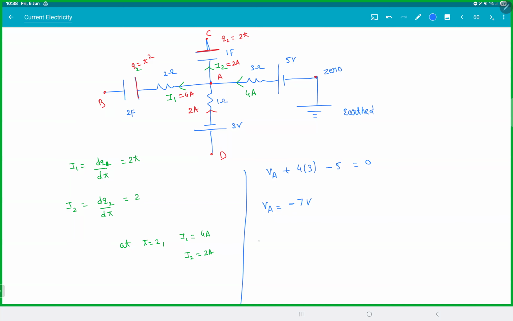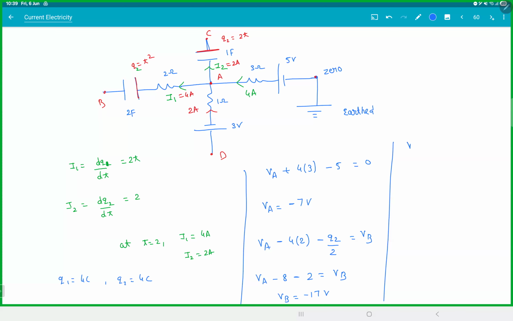Then let's go from A to B. So VA, I'll go from A to B. That is minus I1, 4 into 2. I'm going through a capacitor, minus Q2 by 2 farad is equal to VB. What is Q2? Q1 is 4 coulombs and Q2 is also 4 coulombs. This is minus 8 and this is 2 is equal to VB. This is 7 minus 8 minus 2, that is minus 3 volts. Got it? Yeah. That's it.